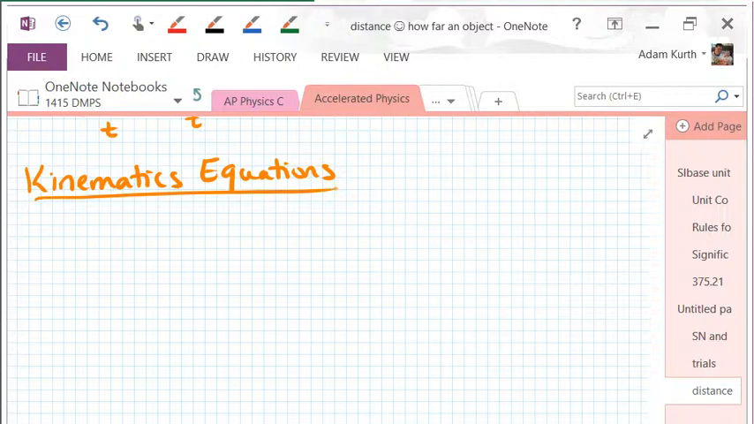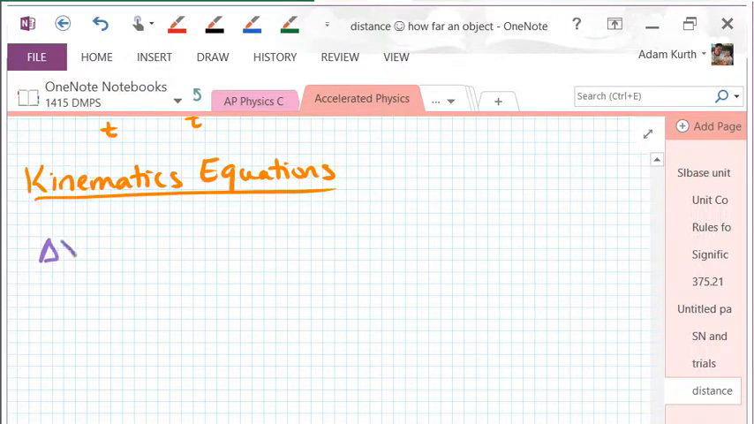So your mom asks you, what did you learn today? I learned kinematics equations, right? That sounds way cooler than motion equations. So it's just make yourself fancy. Kinematics equations. I'm going to write them down. I want you to write them down as well. You'll see why in just a minute, but I want you to have them in your notes also.